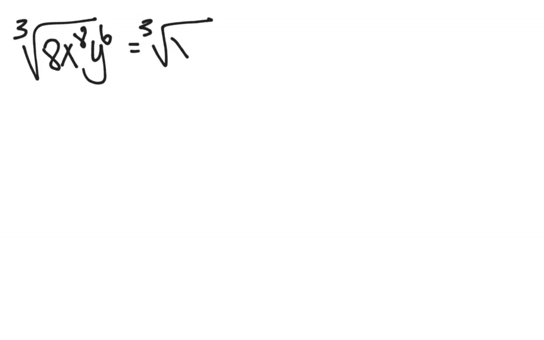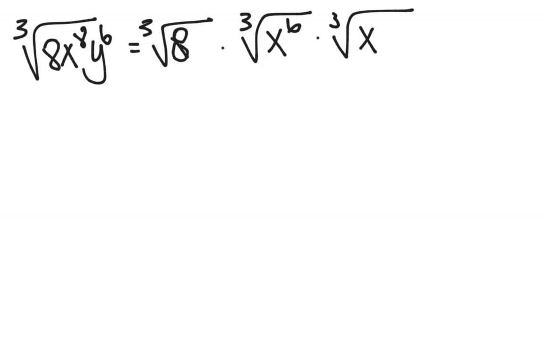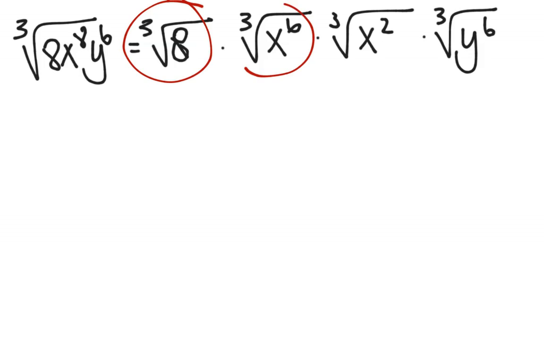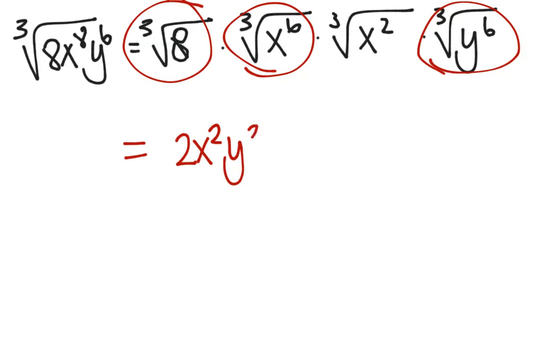Taking it a little bit further, cube root of 8x to the 8th, y to the 6th. I can take cube root of 8. I cannot take cube root of x to the 8th. However, my closest power of x divisible by 3 is 6. We can rewrite x to the 8th as x to the 6th times x squared. I can take cube root of y to the 6th. Again, anything in red that I am circling, I can take cube root of. That gives me 2x squared y squared. And we have the cube root of x squared that I could not do.